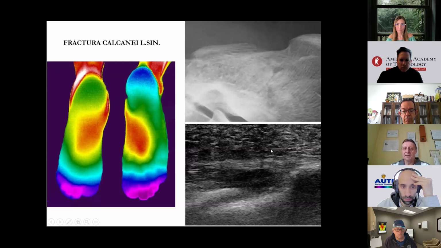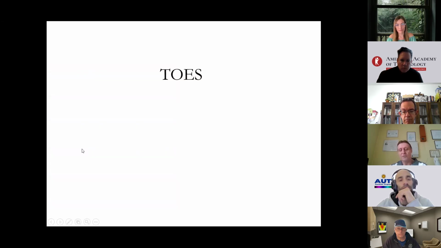Here we can see X-ray and sonography of the fractured calcaneus. And in this stage of healing, the healing isn't complete, because the temperature is still increased on thermography.